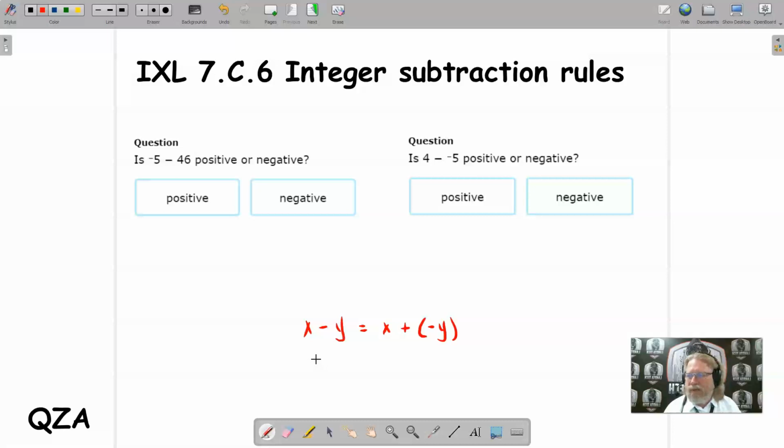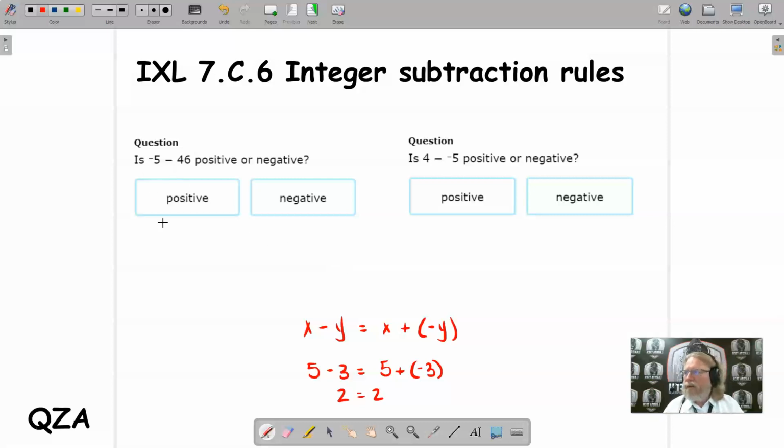An example, let's do something easy: 5 minus 3 is equal to 5 plus -3, because they both equal 2, right? So we see an example of how that would work. We're going to apply that strategy to the questions in this activity in order to find out if the answer is going to be positive or negative. We don't actually have to calculate the answer in this activity. We're just determining whether the answer is positive or negative.